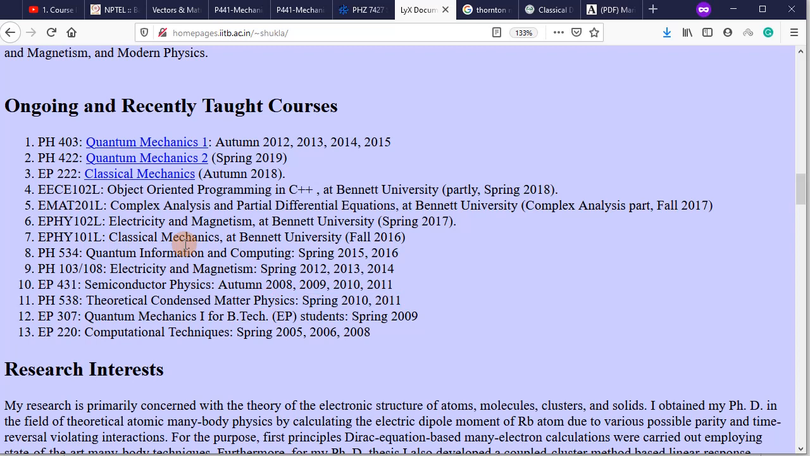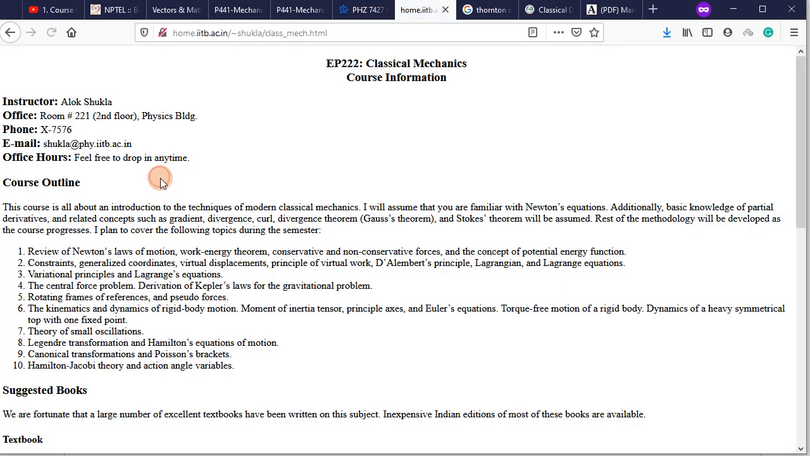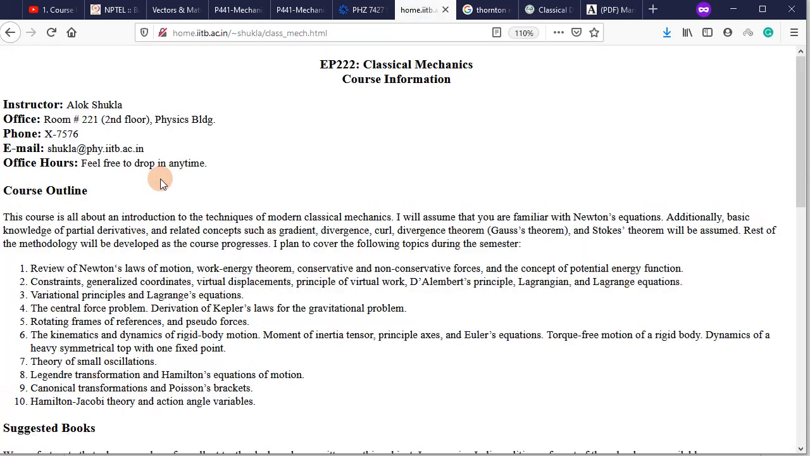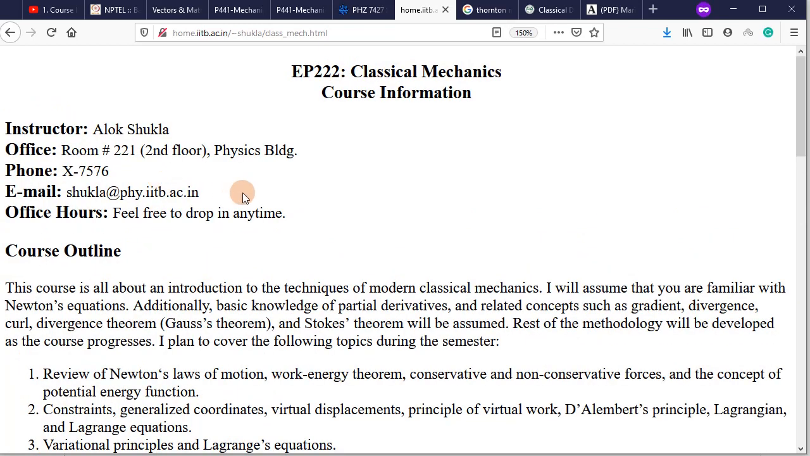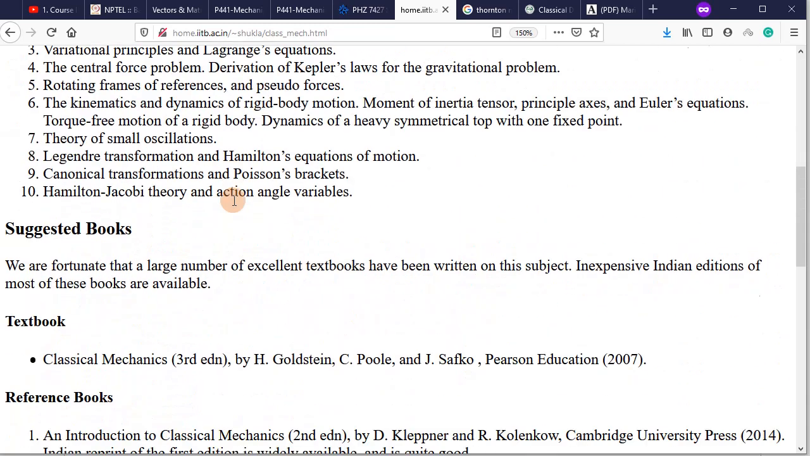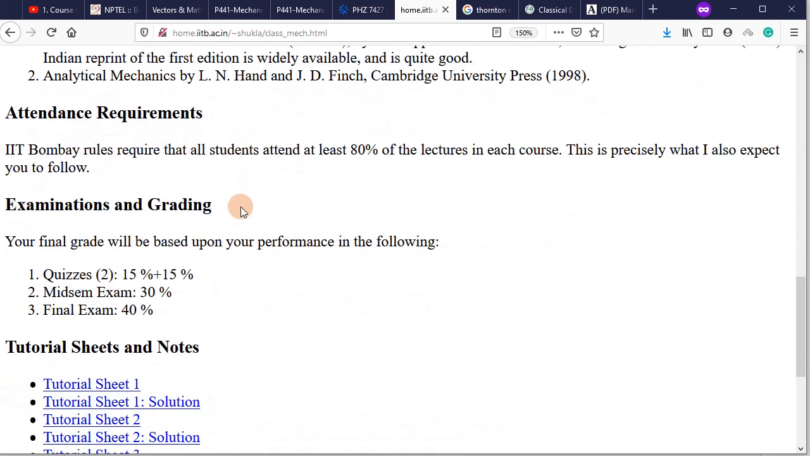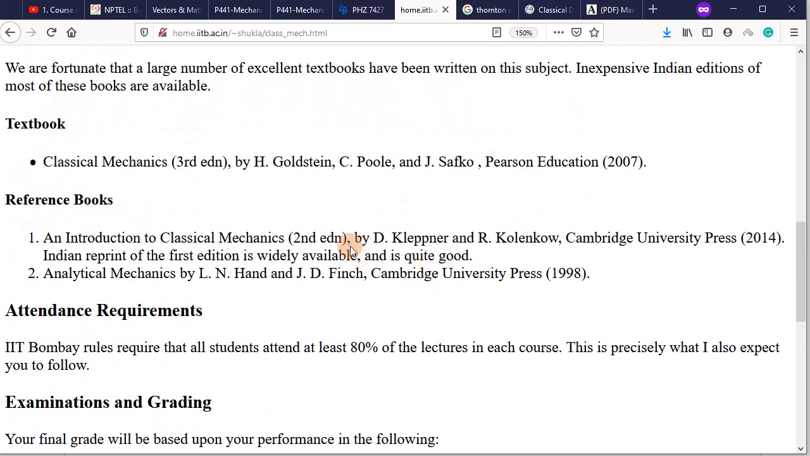But these materials are not here for that time also. We did not have that much bother to keep all the records. But right now, starting from 2018, he started keeping records. That is classical mechanics. The single word to describe this classical mechanics course is just wow. So the notes are not there. That is a problem. Well, you can study from Goldstein, or from Professor Alok's notes.